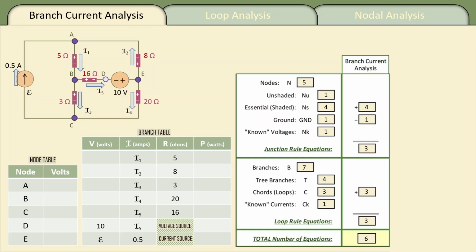Now for branch current analysis, we only take the number of essential nodes, subtract 1 for ground, and that leaves 3 junction rule equations to write. And for the loop rule, there's 1 equation per mesh loop, so 3 loop equations. And that's a total of 6 equations that we'll have to write.